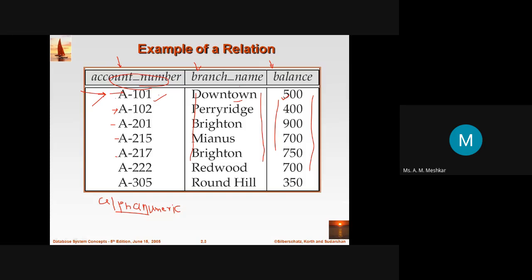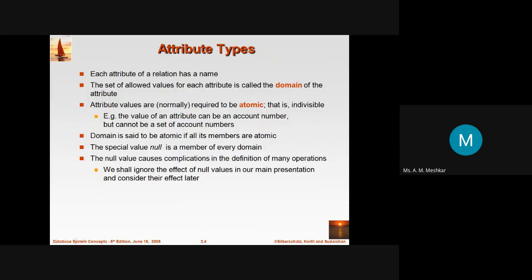तो बैलेंस के लिए डोमेन हुआ डिजिट, क्योंकि बैलेंस हम नंबर्स में ही शो करेंगे. ब्रांच नेम के लिए डोमेन हुआ कैरेक्टर और अल्फाबेट्स, because it could be the possible combination of char only. And account number alphanumeric. Okay.